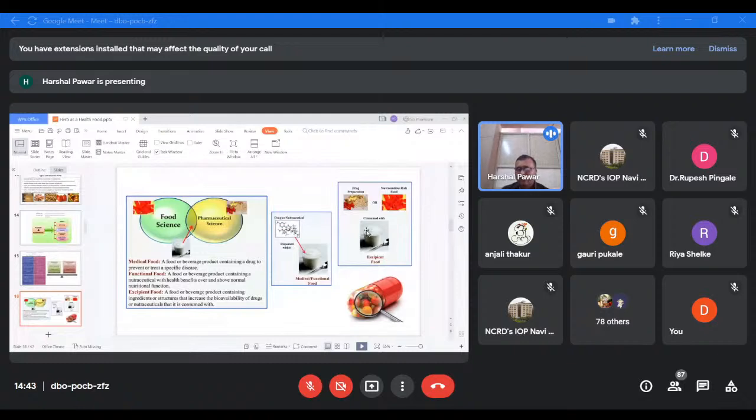Right, so I can quote one example here. If you purchase curcumin tablets from the market, most of these tablets, along with curcumin, also contain piperine, right? And this piperine has a property to increase the absorption of curcumin, right? Here, the therapeutic component is curcumin, right? And piperine we are adding as an excipient, but this excipient will increase the absorption of curcumin.